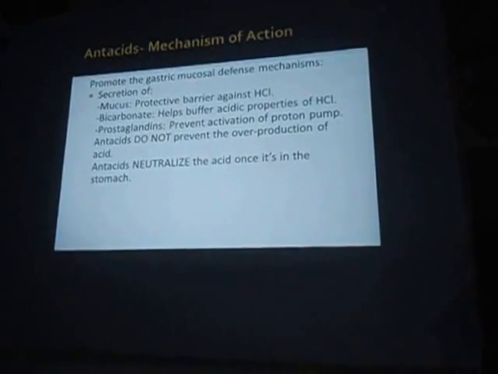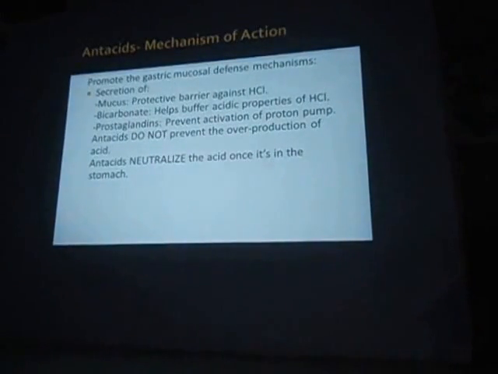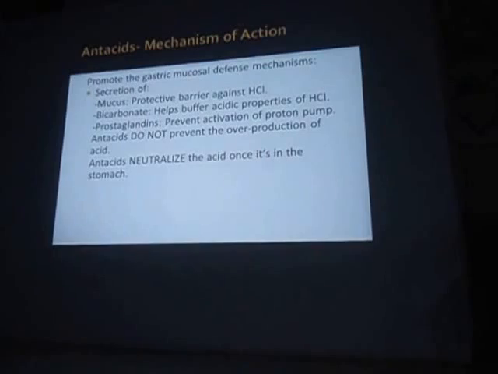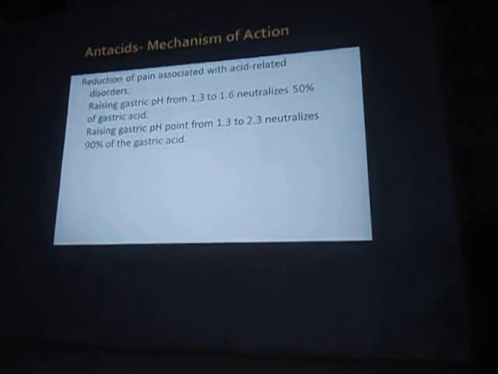Regarding antacids, you need to remember mucus, bicarbonate, prostaglandins. These are the 3 defense mechanisms. These are promoted with the help of our antacids, and they do not prevent the overproduction of the acid. You got to know that if the acidity is decreased even by the slightest level, there are lesser and lesser chances of getting a peptic ulcer.